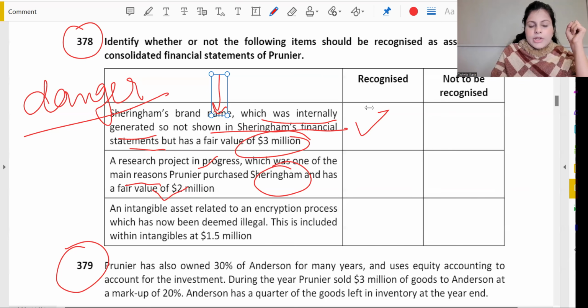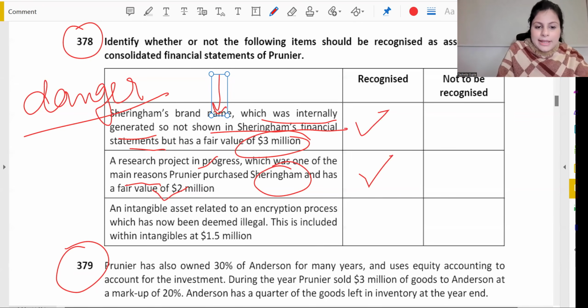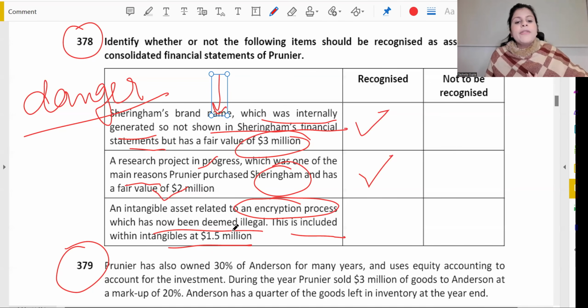Okay. Ashish, please refer to the recording. We have limited time, so we cannot repeat again. If you have a specific doubt, you can ask. Then what do we have? An intangible asset related to an encryption process which has now been deemed illegal. This is included within intangible as 1.5 million.